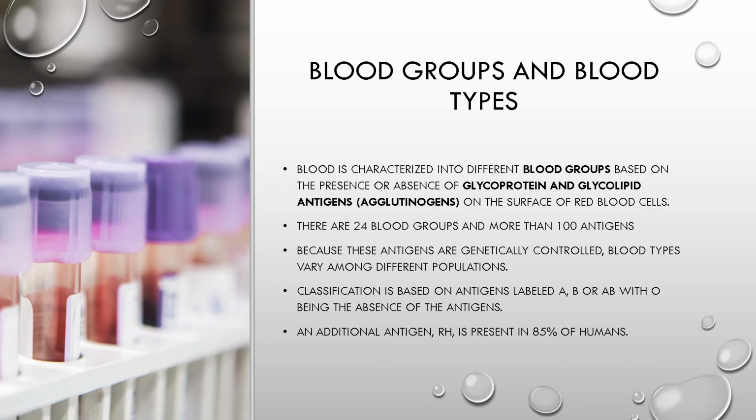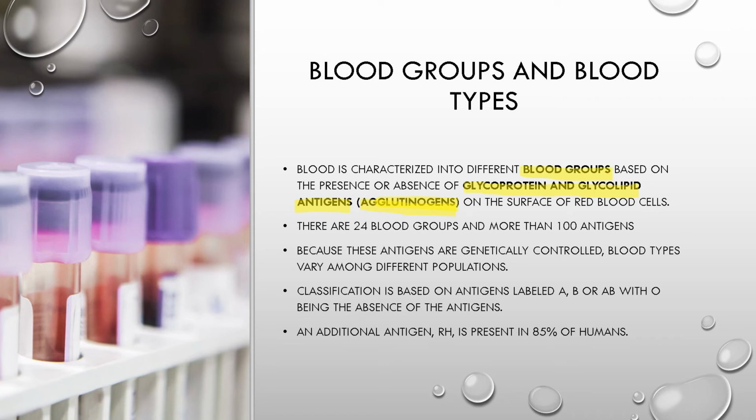So let's talk about blood groups a little bit. The surfaces of erythrocytes contain a genetically determined assortment of antigens that are composed of glycoproteins and glycolipids. So these glycoproteins and glycolipids are called antigens on the erythrocytes. These are also called agglutinogens. Now these occur in very characteristic combinations. Based on the presence or absence of various antigens, blood is characterized into different blood groups.